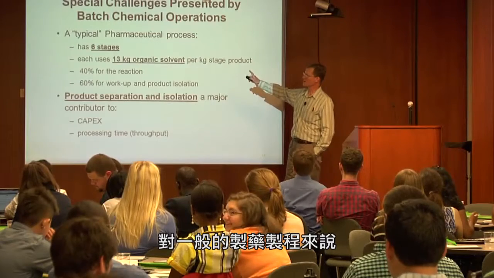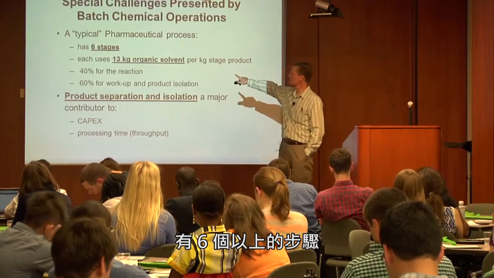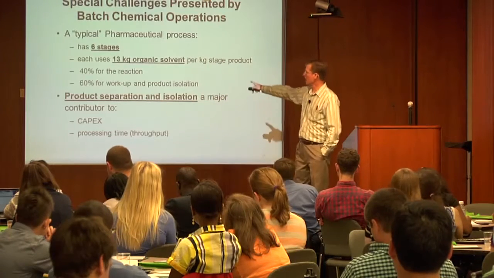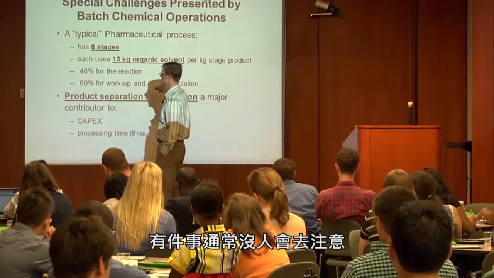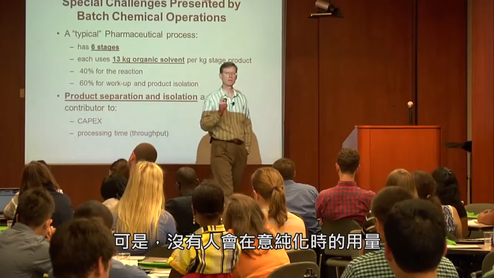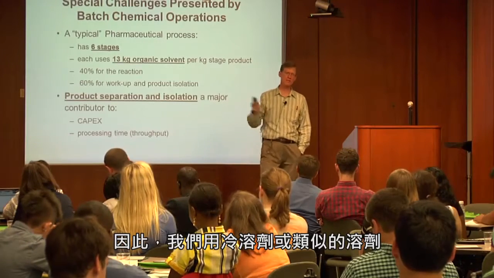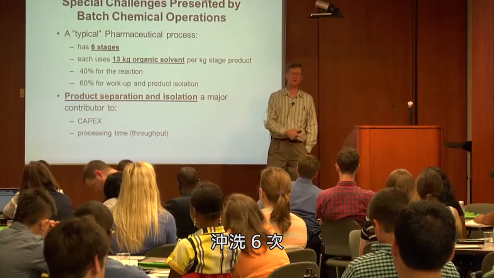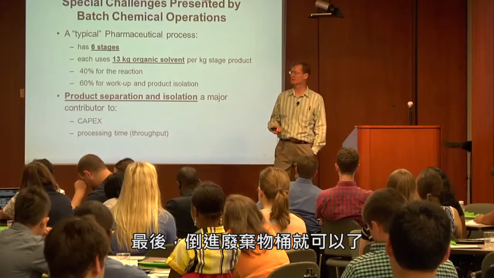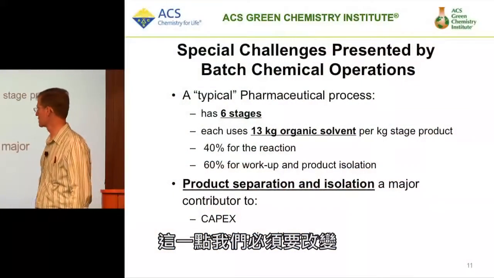So for a typical pharma process, and I would say for most batch chemical processes like this, 6+ stages, 13 kilos per kilo out of a total of 16 is solvent. And the thing that no one pays attention to, typically, again, we're focused on yields. We might worry about how much solvent we use for reaction, but no one pays attention to how much we use for workup, that is isolation. So we'll wash something 6 times with cold solvent or something like that. What the heck? It's only solvent. And we just pour it in the waste can and we're done with it, right? So a huge amount is just used for product isolation, and that's something that we need to change.